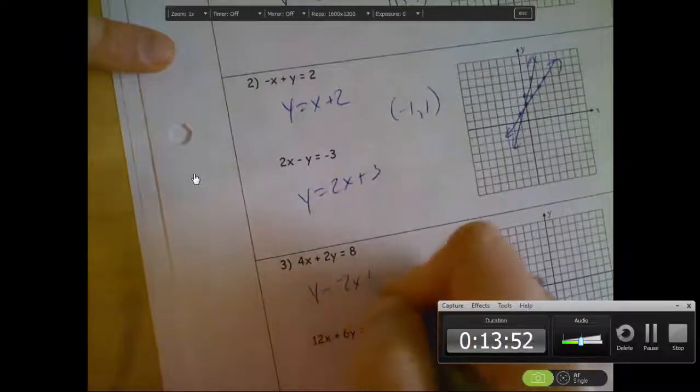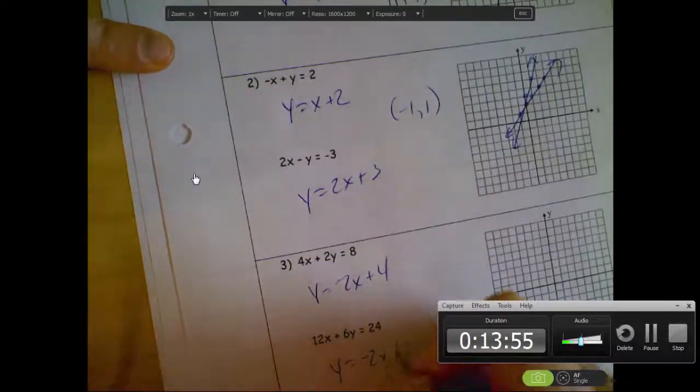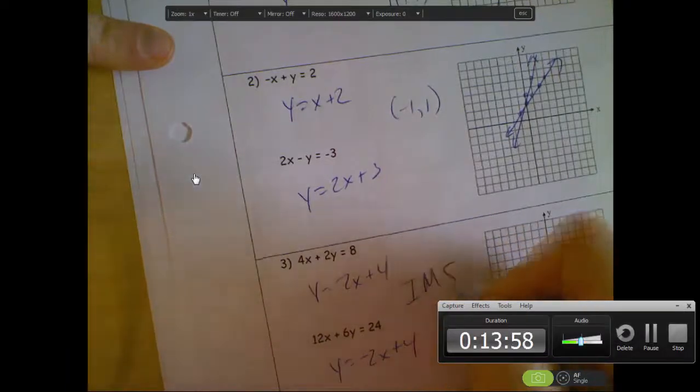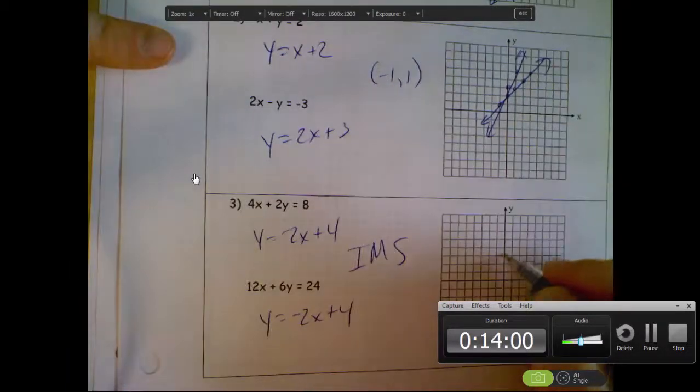This line is negative 2x plus 4. This line is negative 2x plus 4. Same line, infinitely many solutions. And it would look like this.